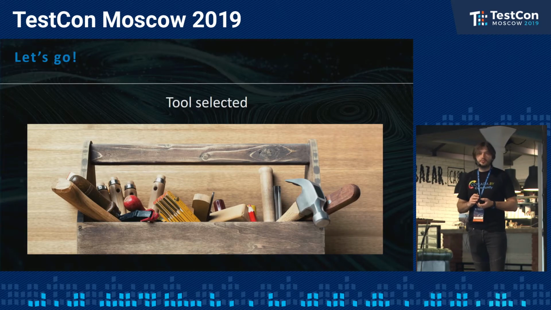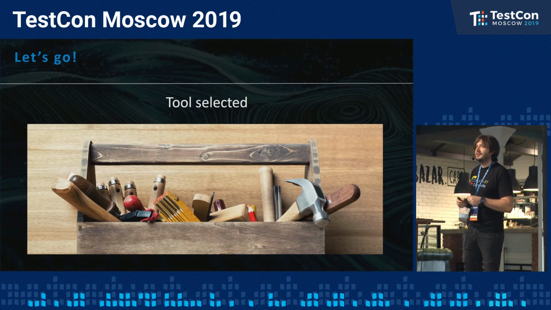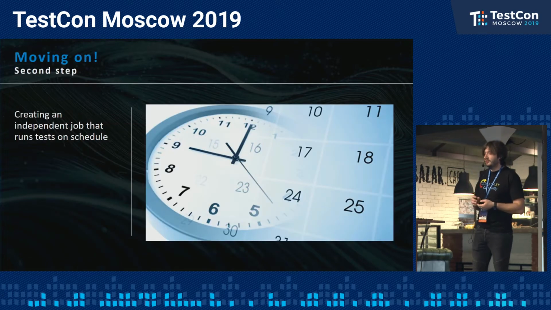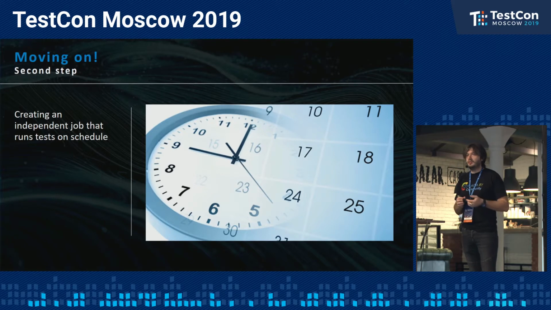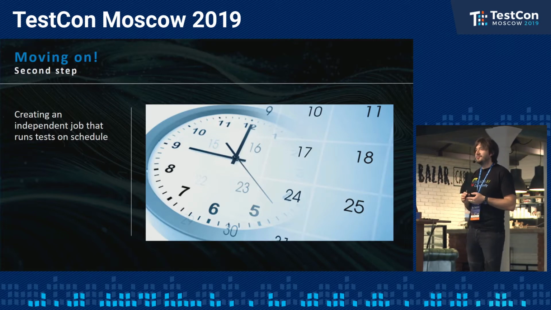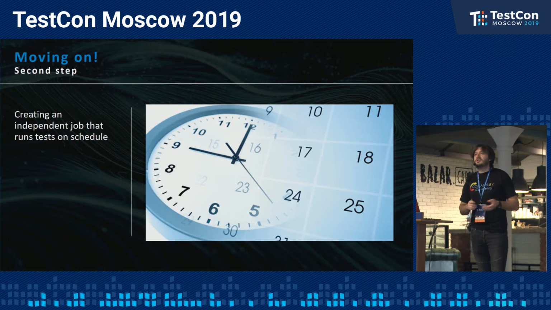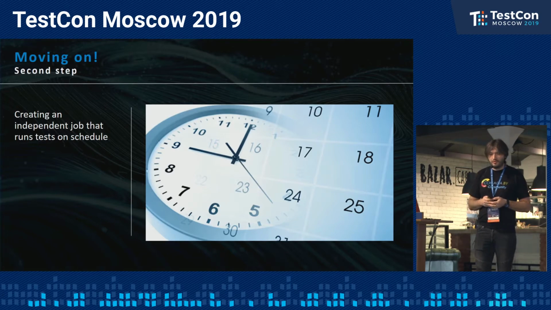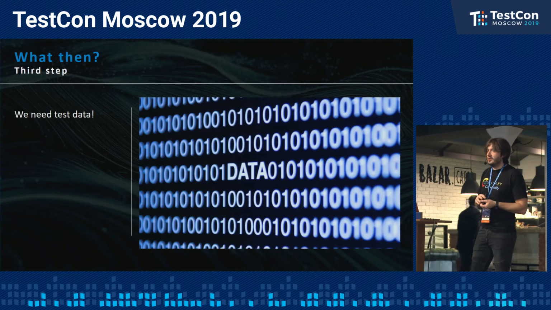For example, you have chosen the tool, installed it, tuned it, deployed it. What is next? We set up a job, the job which would run your tests on schedule at midnight, for example. Midnight, full moon, we run tests.